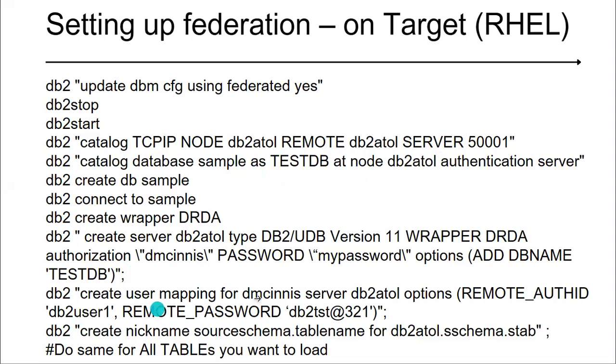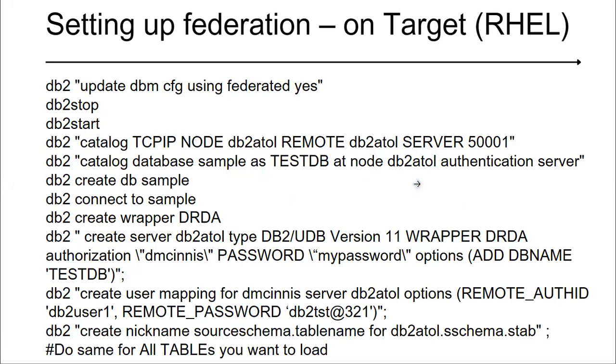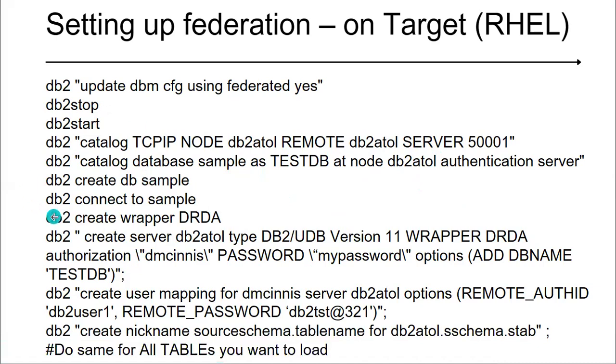These are the typical steps which we need to execute to make sure federation is enabled and I'm able to create the nicknames. In a nutshell, once everything is done, you need to create a wrapper for DRDA. Then you need to create a server using this DRDA with the password and authentication which you need to use. It would almost be your user and your password.